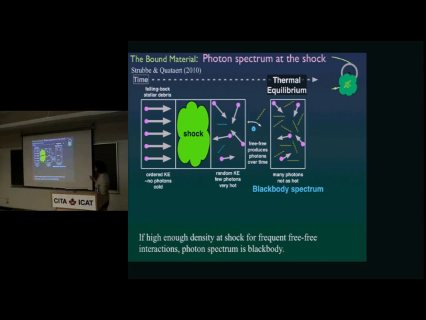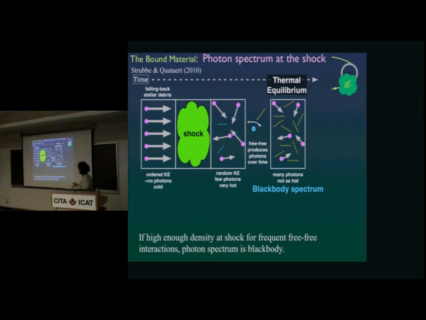So this is a little cartoon to show you how we calculate what the photon spectrum at the shock is. Time proceeds from the left to the right. In the first panel, we have falling back stellar debris, which has a lot of ordered kinetic energy because it's moving towards pericenter at a good fraction of the speed of light. But it's fairly cold, and so there are not many photons.